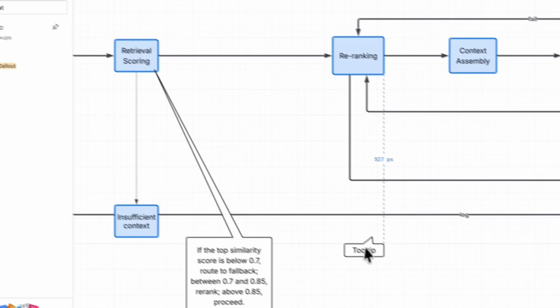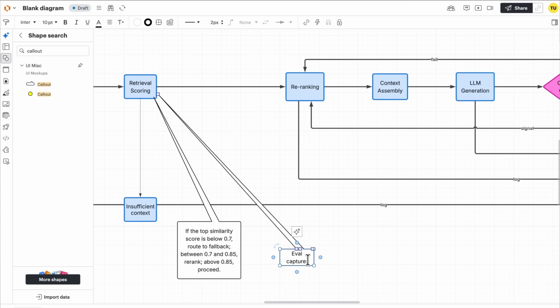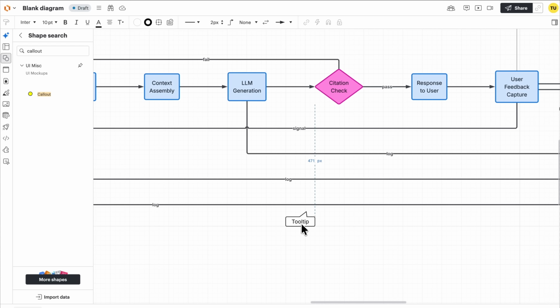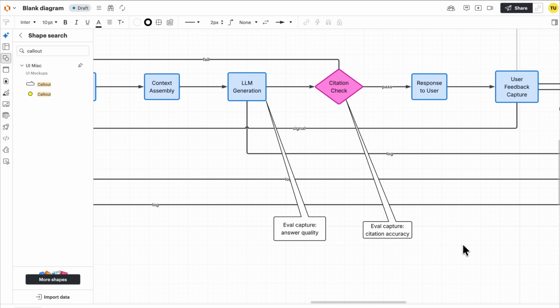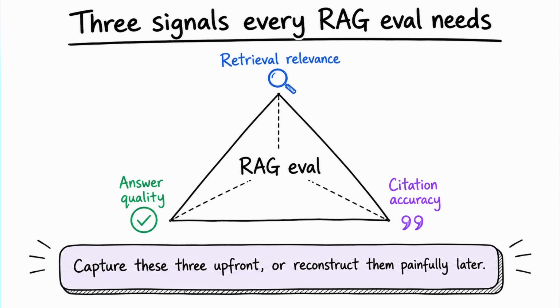Refinement 3. Mark the eval capture points. This is the one most teams forget. We want specific outputs flowing into our eval set as a deliberate decision. We drop a callout near retrieval scoring, labeled eval capture retrieval relevance. Another callout near LLM generation, eval capture answer quality, and a third near citation check, eval capture citation accuracy. These three signals are the dimensions any serious RAG eval needs. If we don't decide to capture them up front, we're reconstructing them from raw logs months later, which is a painful job.